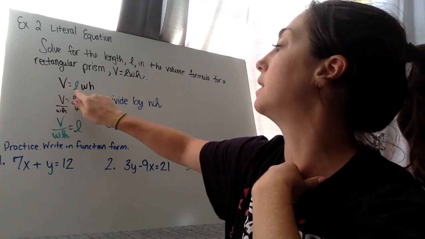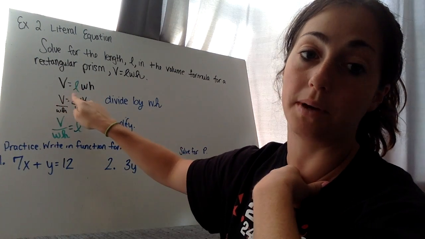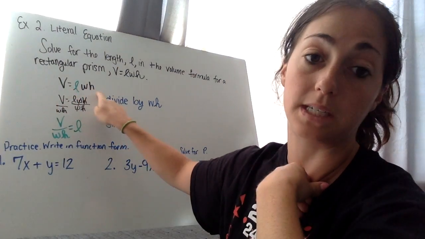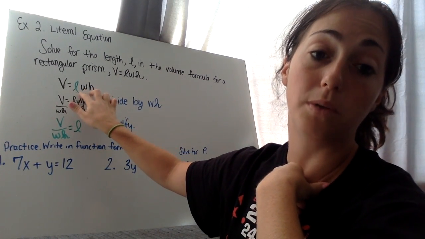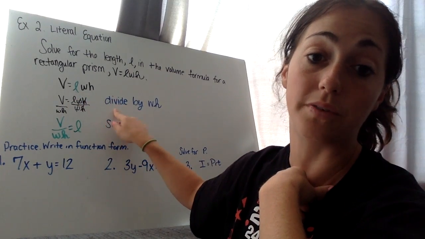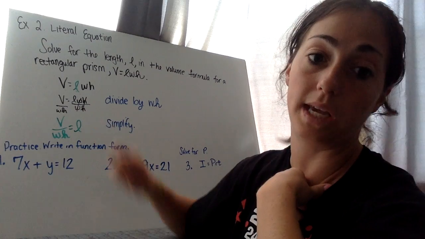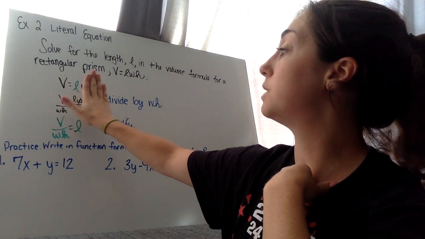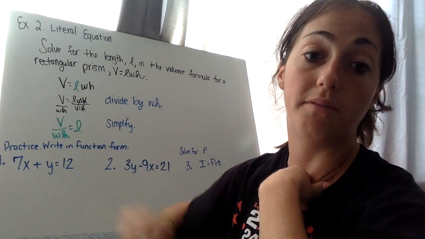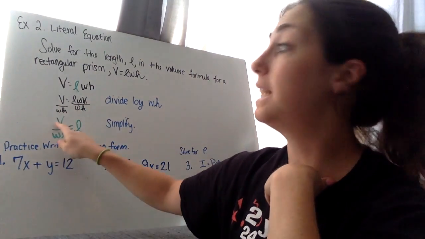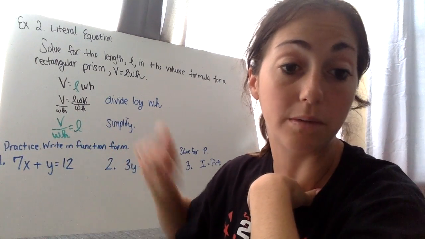So what's happening to the L? Well, it's equal to V, so ignore that, but what's happening to it is being multiplied by W and H. What's the opposite of multiplication? It's division. So if it's being multiplied by WH, we just need to divide by WH. When I divide by WH, the W and the H cancel. But if I do it to my right side, I also have to divide my left side, my volume. And volume divided by WH is V divided by WH. That's it. And that equals L.